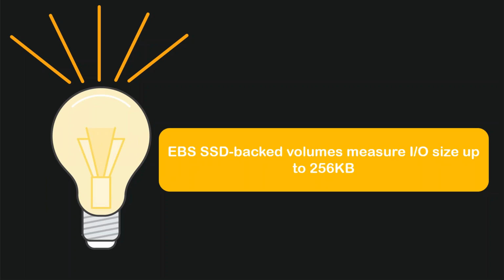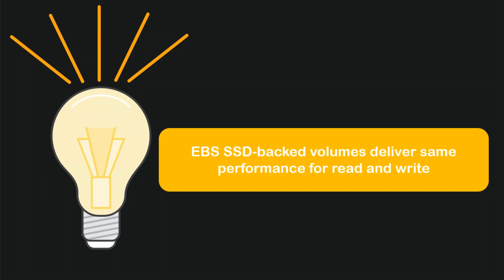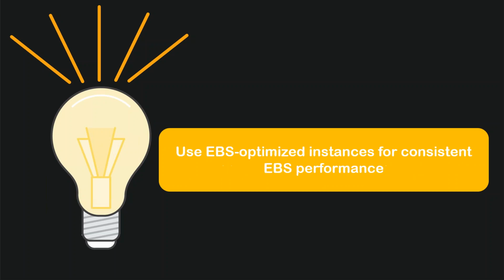And for SSD, the IO size is 256 KB. So that is how your IOPS is calculated for you. One block of IO is 256 KB in SSD disks. And for read and write, SSD disks give you the same level of performance. So whether it is a read intensive application or a write intensive application, when you choose SSD, you get the same consistent performance throughout. And if consistency is the key, your server also has to be optimized for it.